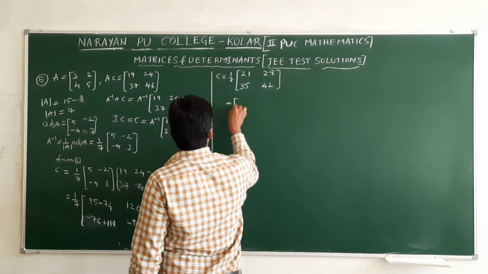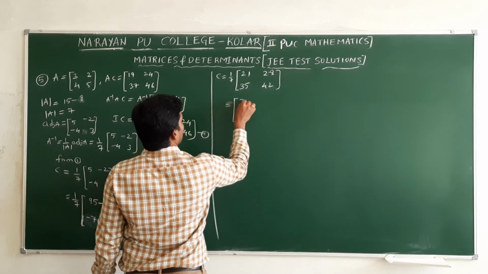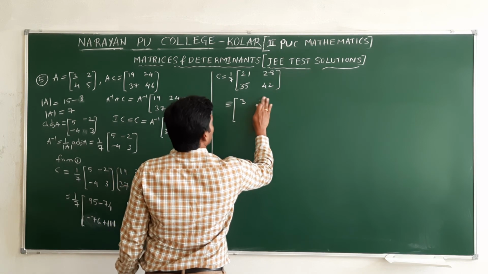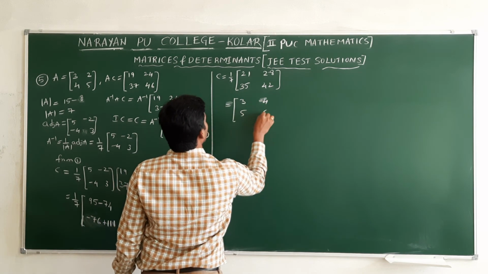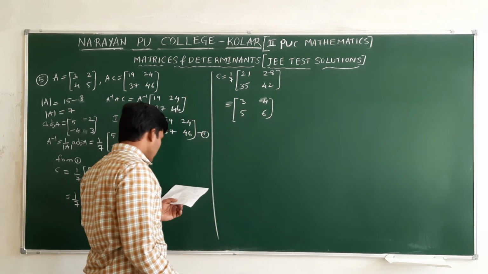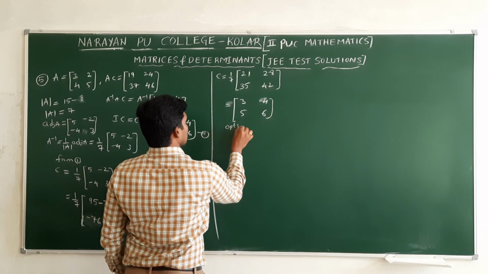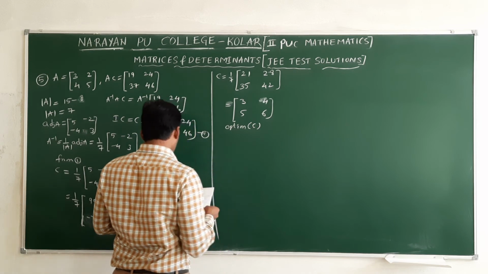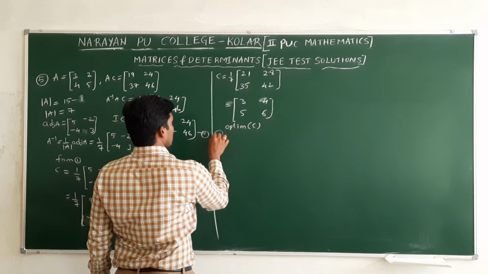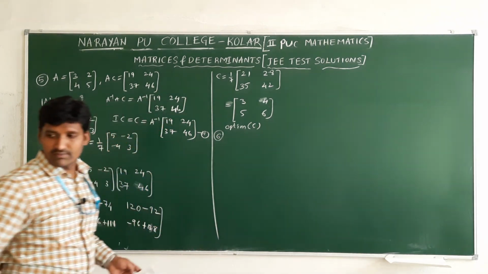Now if you divide every element by 7, what will we get? Here 3, here 4, here 5, here 6. 3, 4, 5, 6, they are in which option? Option C is the correct one.